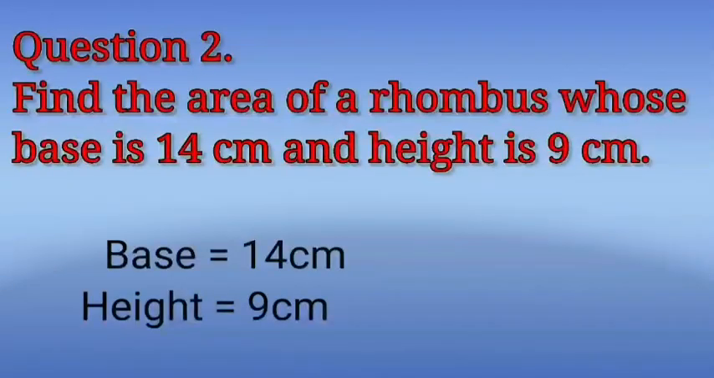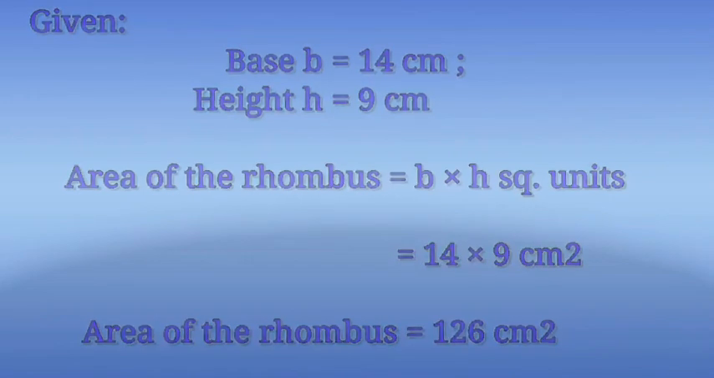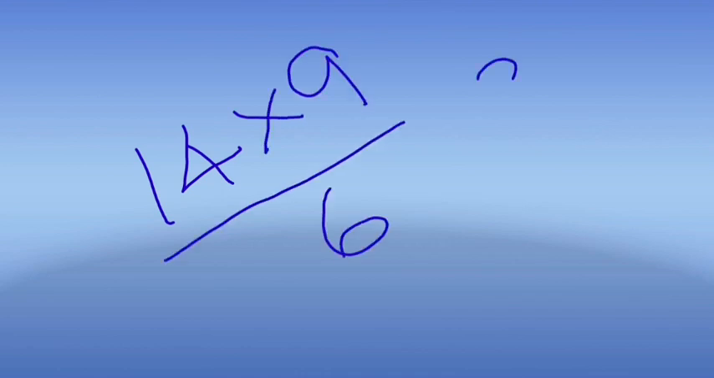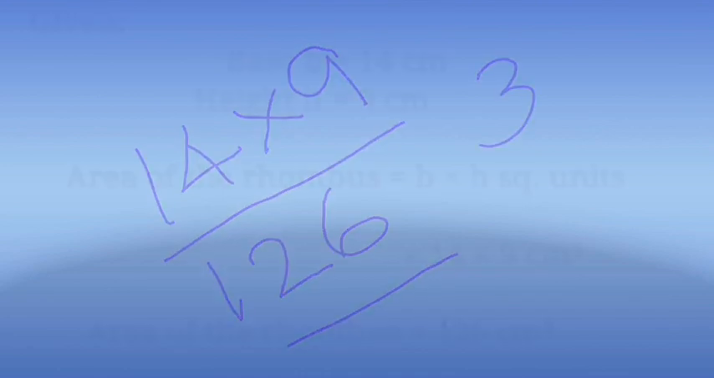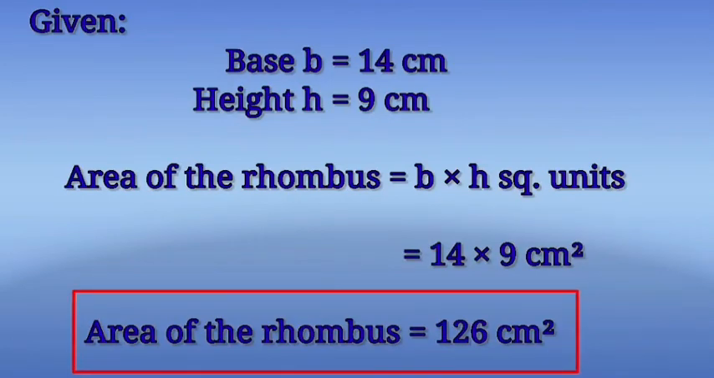Question 2. Find the area of a rhombus whose base is 14 cm and height is 9 cm. By using the values of base and height, we can easily find the area of the rhombus using the formula base times height square units. When we multiply 14 times 9, we get 126. Therefore, the area of the rhombus is equal to 126 cm square.